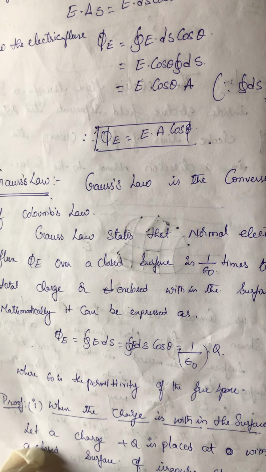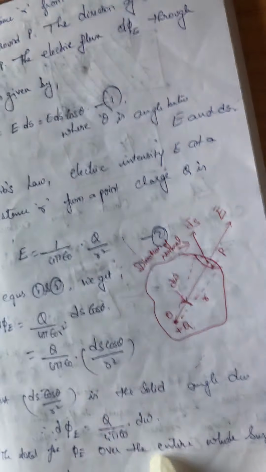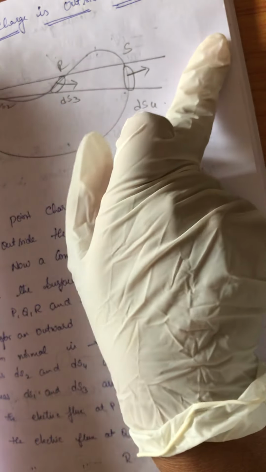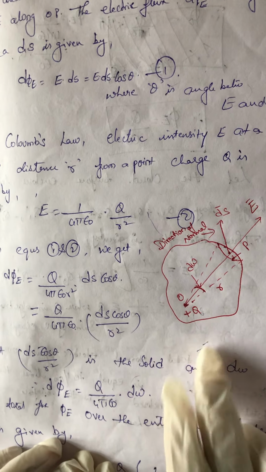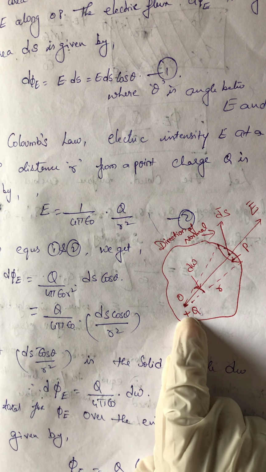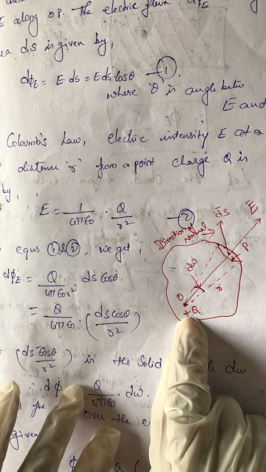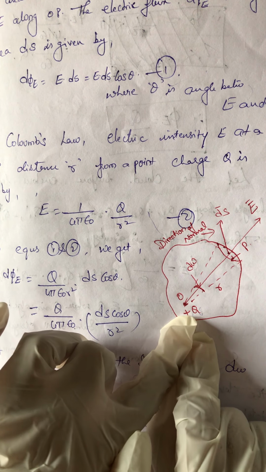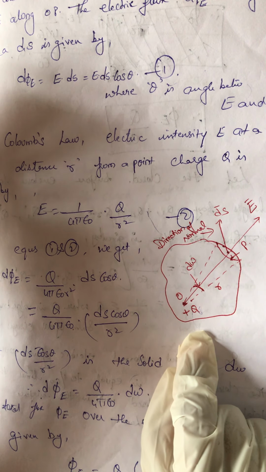So here we have two cases. The first case is when the charge is within the surface, and the second is when the charge is outside the surface. Means what? If we take any surface, see this is the surface, any irregular surface, and there is a charge inside the surface, what is its electric field? Second case: if this charge is taken outside of the surface, what is the electric field there? We are going to calculate.